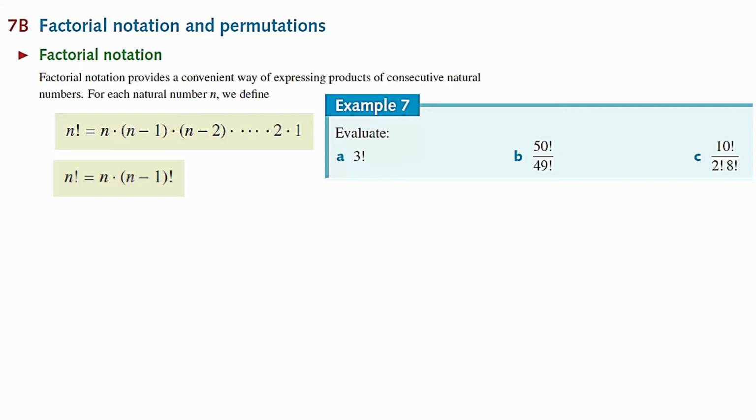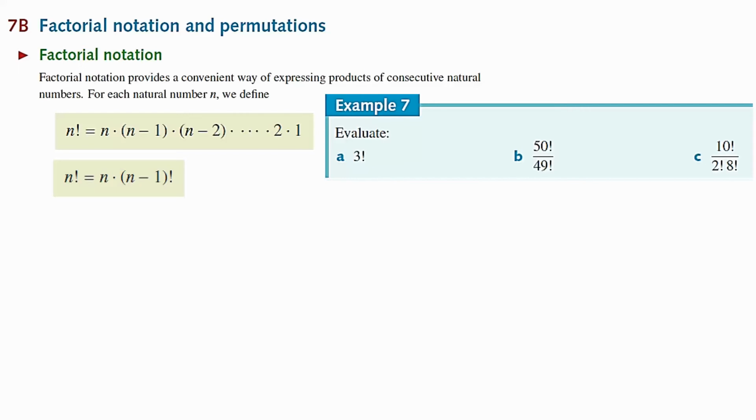I'm back. Here we go. Factorial notation. Now this might look intimidating. The exclamation mark right here means that it's factorial. Factorial basically means you're going to be multiplying consecutively until you get to 1.